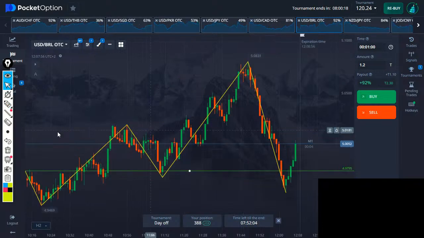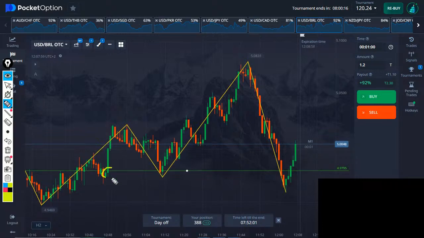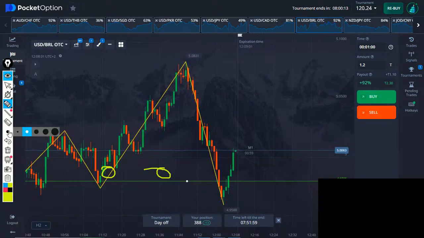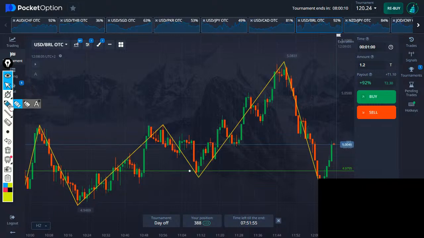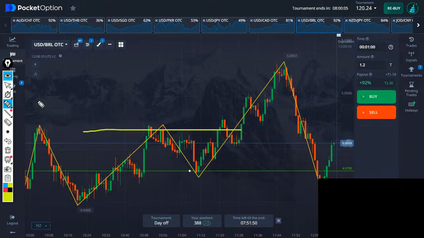And also, look at this. You have a strong demand area over here. Come on, auto scroll here. Basic, very basic technical analysis.